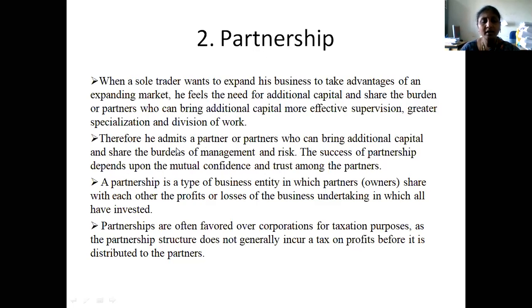So here, what is the partner going to do? Therefore, he admits a partner or partners who can bring additional capital and share the burdens of that management and risk.